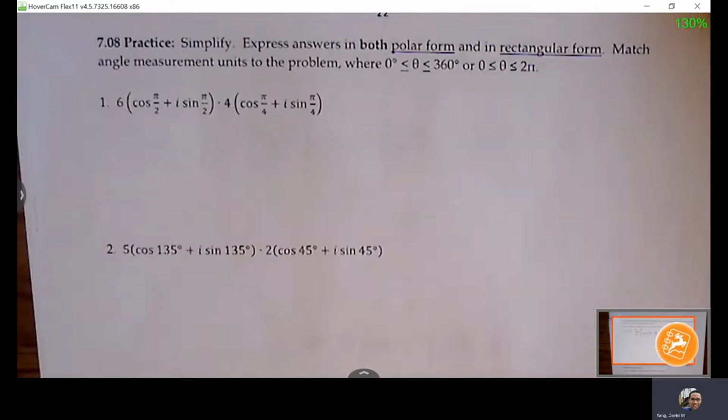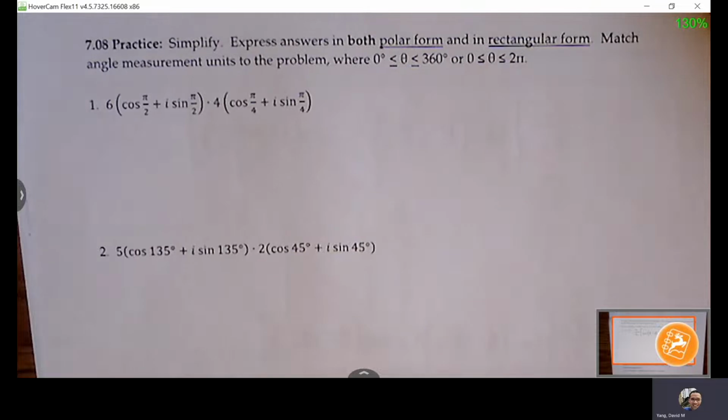Okay. If a problem is presented in degrees, then represent your answer in degrees, well, at least the polar form in degrees. And if it's radians, then keep it in terms of radians, okay? And I'll work through as you guys are working through as well.